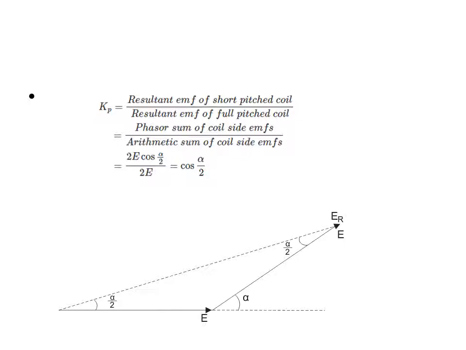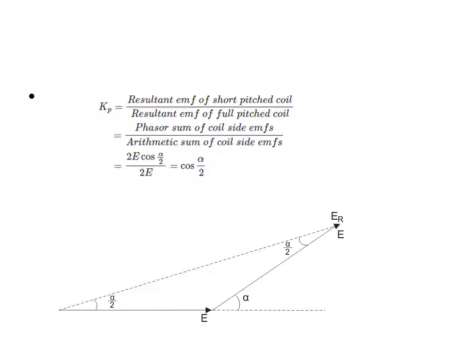So how to connect? It is also calculated as the phasor sum of coil side EMF divided by the arithmetic sum of coil side EMF. From this diagram, Kp is the phasor sum, 2E cos alpha by 2, divided by the arithmetic sum, E plus E, which is 2E. If you add two EMFs of E, the arithmetic sum is 2E, but the phasor sum is 2E cos alpha by 2. So it is calculated by cos alpha by 2, where alpha is the slot angle, or how much the coil is short pitched. So Kp is calculated by cos alpha by 2.